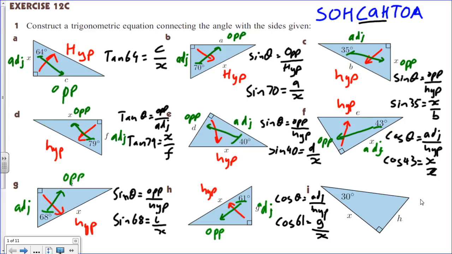My last question here. Again, right angle. Opposite the right angle is my hypotenuse. Then I look at my angle here. The side opposite that is my opposite side. And the other side next to it is my adjacent side. So this time again, I've got my opposite and my adjacent. So up at the top there, I've got the TOA bit of SOHCAHTOA. So tan theta equals opposite over adjacent. So it's going to be tan 30 equals h over x. So that is how you do question 1 of 12C.